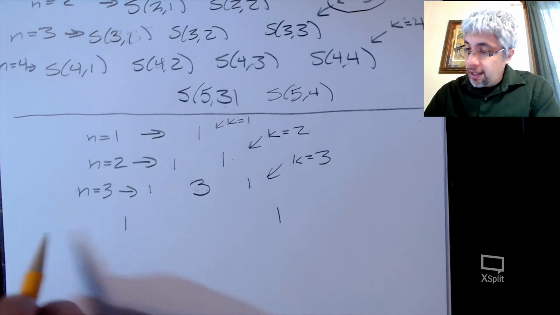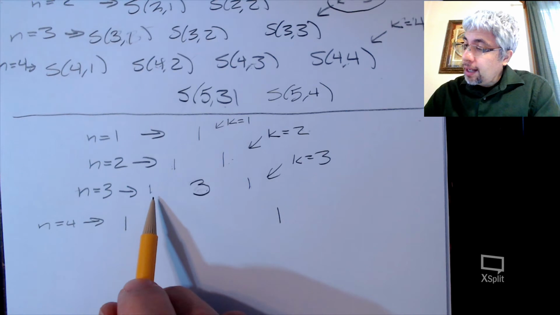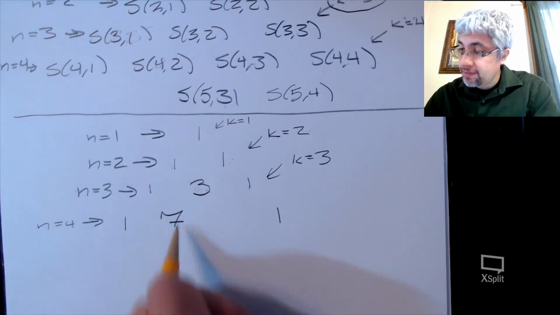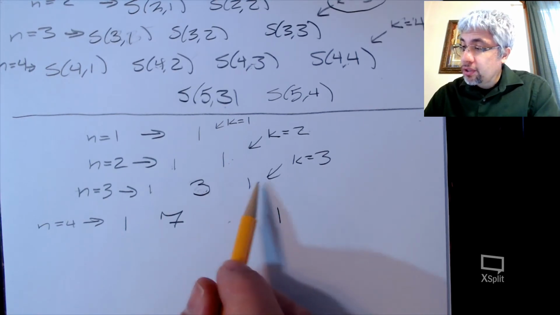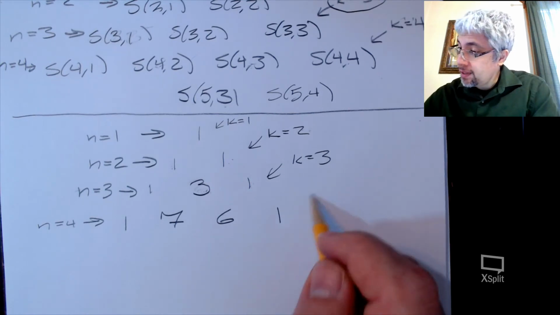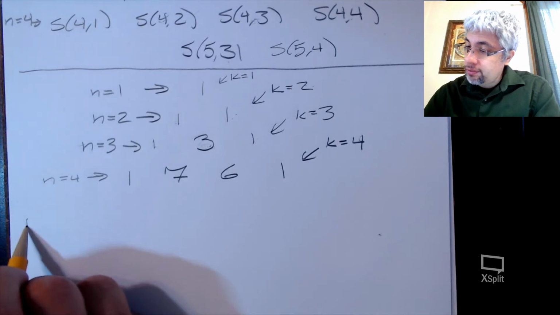Now for this value, this is the n equals 4 row. Okay, I'm going to get 1 plus 2 times 3. So that's 1 plus 6, which is 7. And for this, I'm going to get 3 plus 1 times 3. So that's 6, because that's 3 plus 3. k equals 4. Okay, so now for the n equals 5 row.